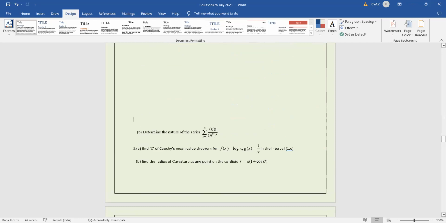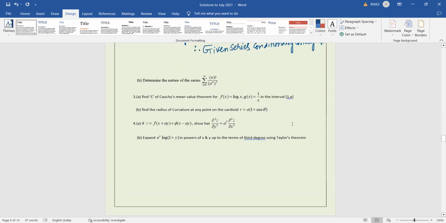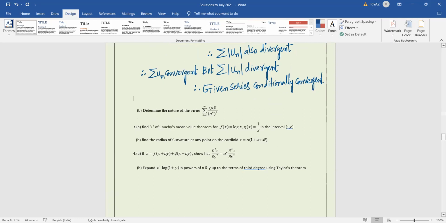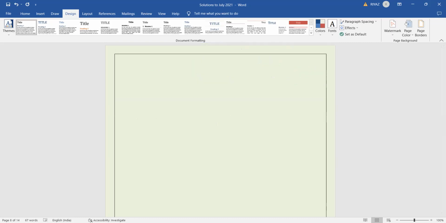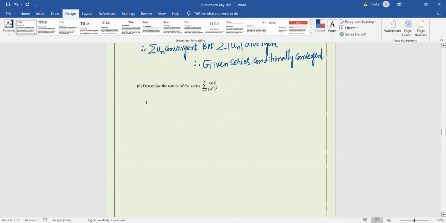Now this is the second question. This is its b bit. We can move to this question. This is the problem. Determine the nature of the series summation n equals 1 to infinity n factorial by n power n whole square.